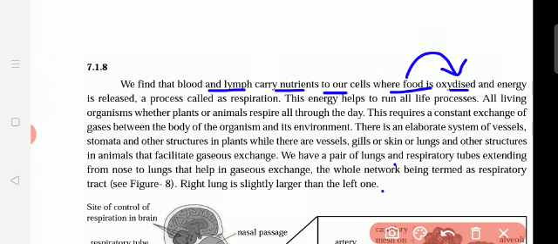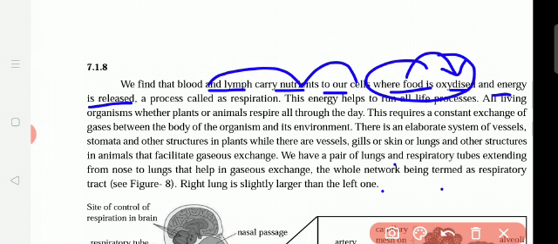As the blood takes food to the cell, in the presence of the oxygen in the cell, nutritious food will release the energy. This is called respiration. That is why we say the blood carries the nutrients to our cells, where only in the cell food is oxidized. Oxygen is added to the food. So with the help of the oxygen, nutrients will break and release the energy. Energy is released when the food is oxidized, when food is added with the oxygen. This process is called respiration.